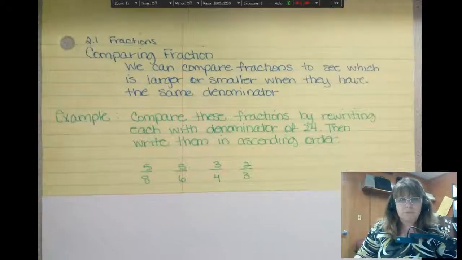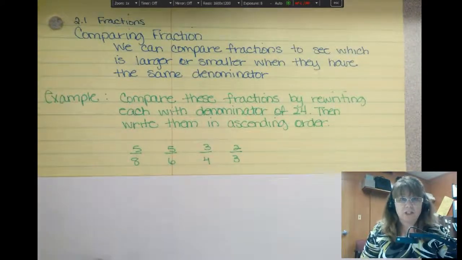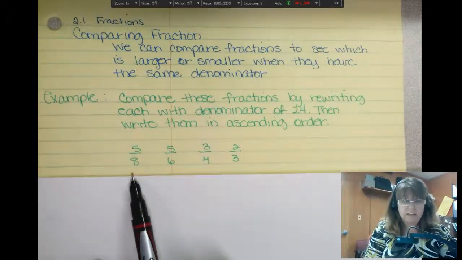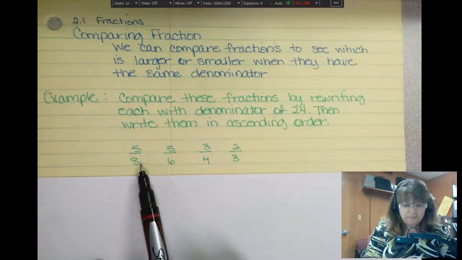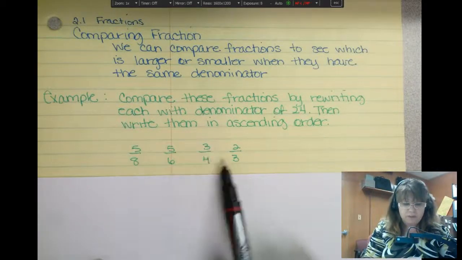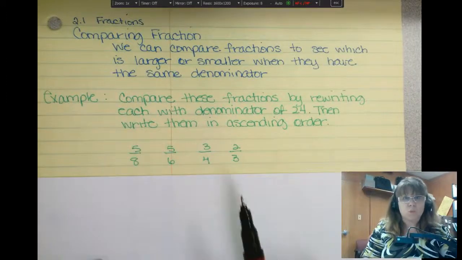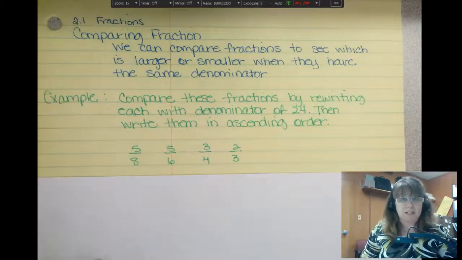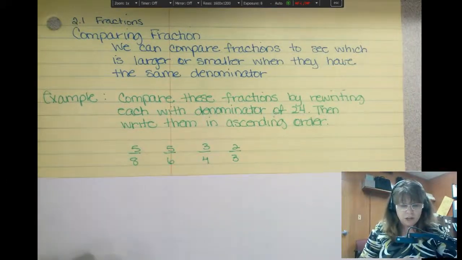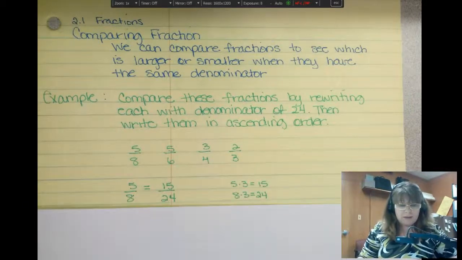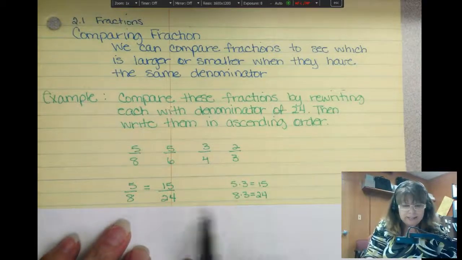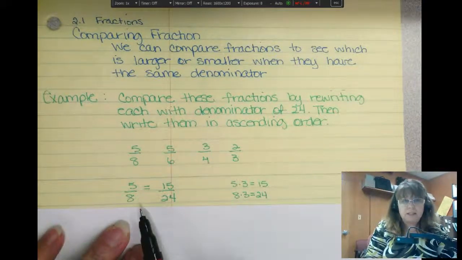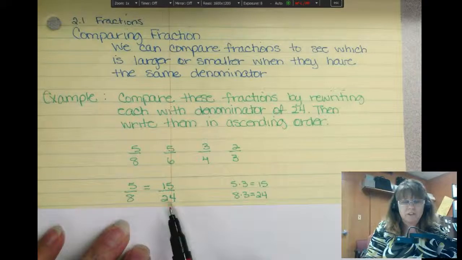So for example, if we want to compare these fractions and we want the denominator to be 24, then we have a better sense of which of 5/8, 5/6, 3/4, and 2/3 is the largest and which is the smallest, and we can put them in ascending order, small to large. So I'm going to write the 5/8 with the denominator of 24.